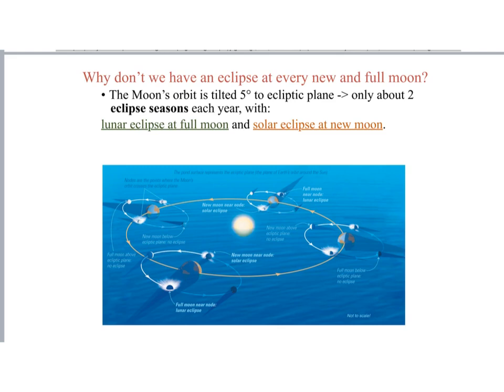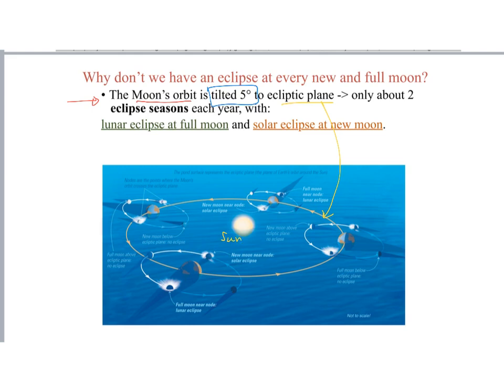All right, so if a lunar eclipse occurs every time the moon is full, and a solar eclipse is definitely related to the situation in which the moon is new, why is it that we don't have eclipses at every one of these phases of the moon? The answer to this question is given by the fact that the moon's orbit around the earth is tilted by about 5 degrees relative to the plane in which the earth orbits the sun.